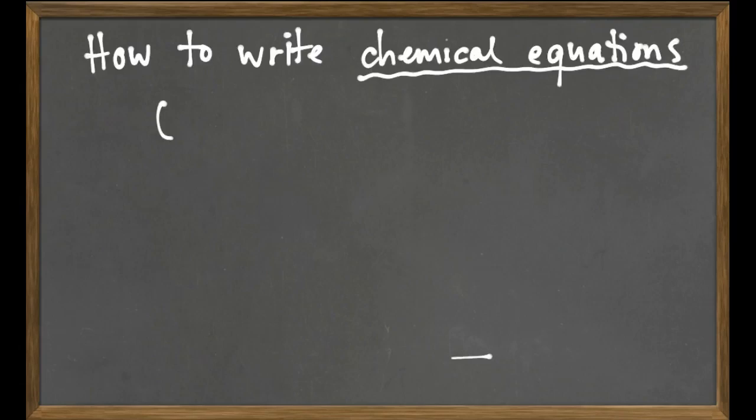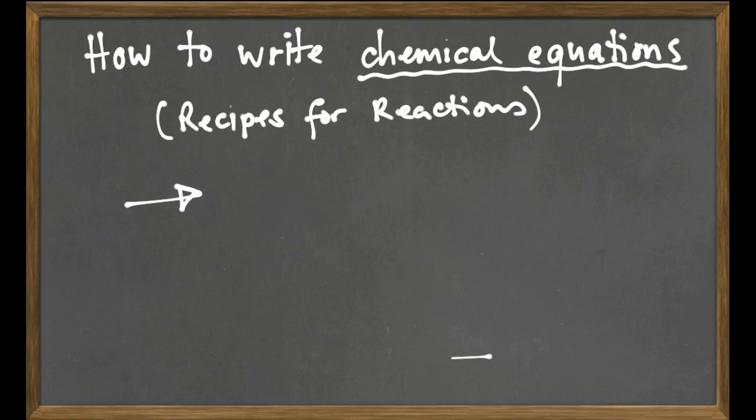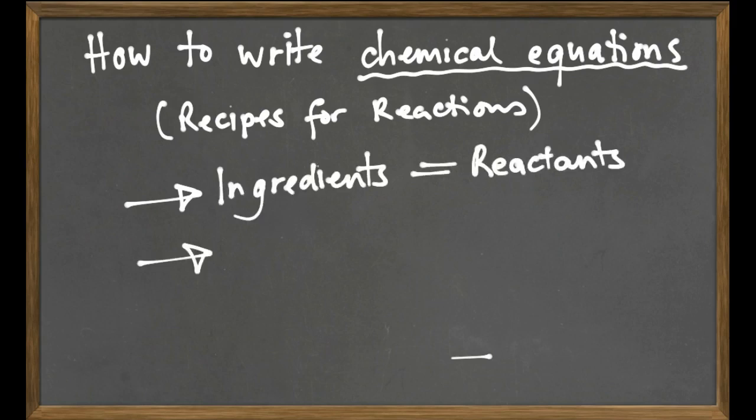This is a lesson in how to write chemical equations. Chemical equations might sound difficult, but essentially they're just recipes for chemical reactions. Now, in any recipe you need to know a few things. First of all, you need to know what your ingredients are. We call these the reactants.